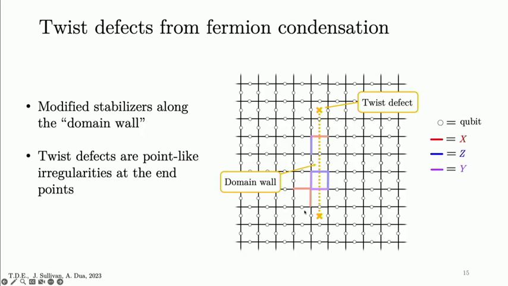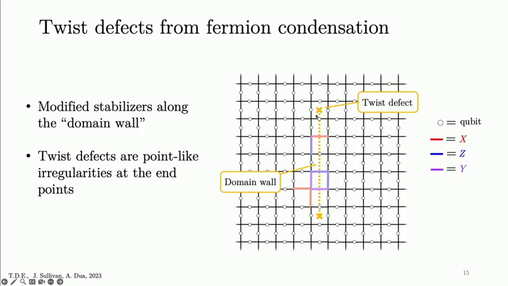To the left of the defect, we have surface code. To the right, we have surface code. So I'll call this barrier a domain wall. And I claim that the endpoints of this domain wall are the point-like twist defects. How do we see that?